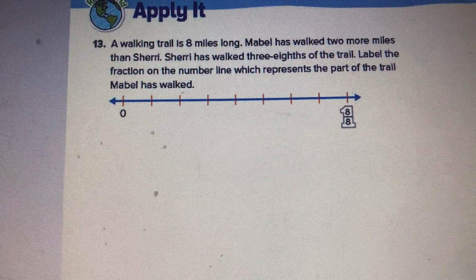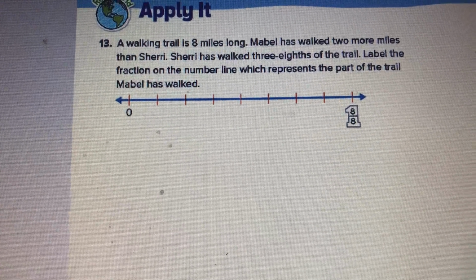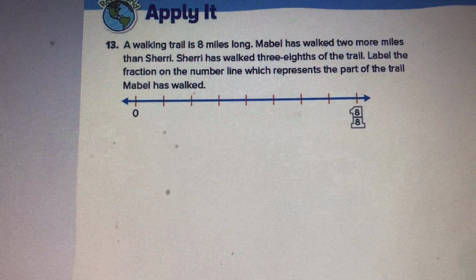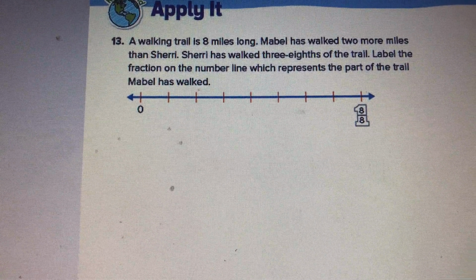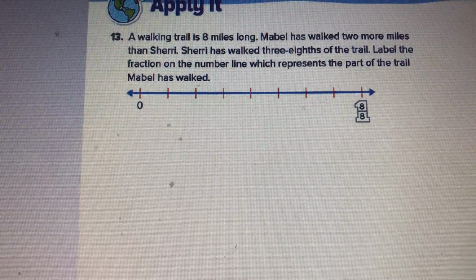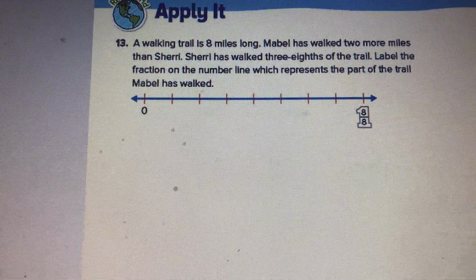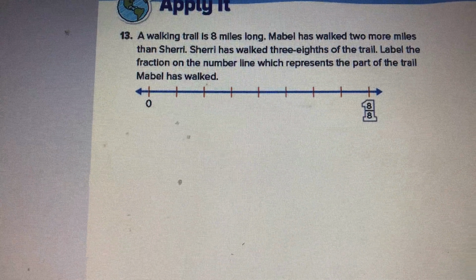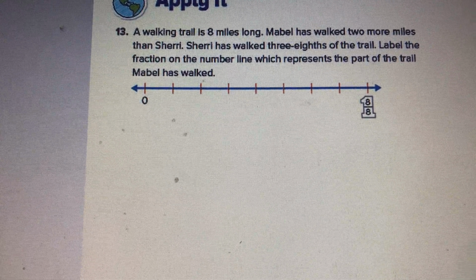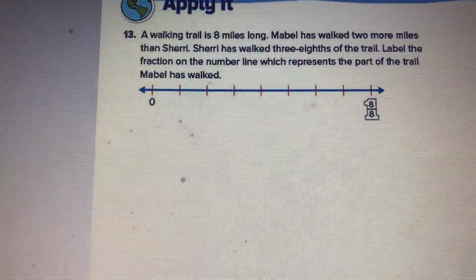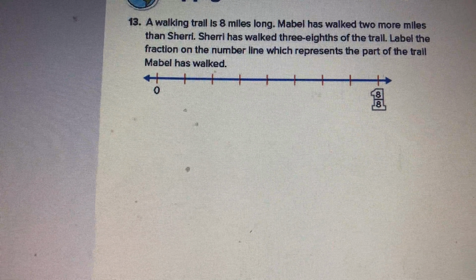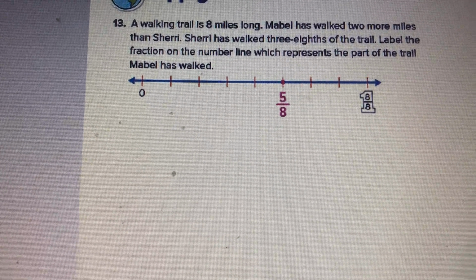A walking trail is 8 miles long. Mabel has walked 2 more miles than Sherry. Sherry's walked 3/8 of the trail. Label the fraction on the number line which represents the part of the trail Mabel has walked. Now remember, Sherry's walked 3/8, so 2 more would be 5/8. So find 5/8 on the number line and label it.